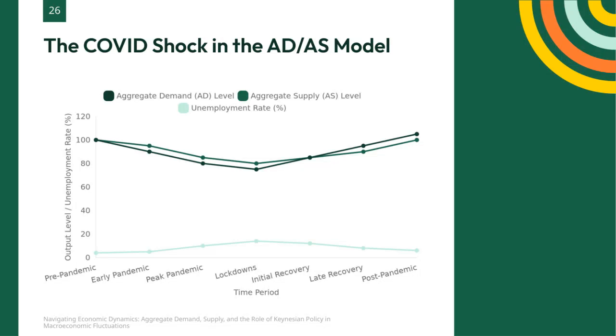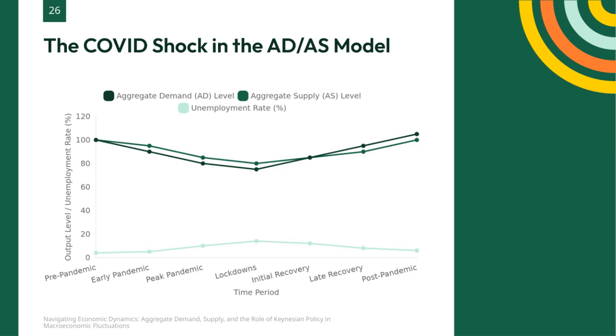Here we see how the COVID-19 pandemic affected the economy through shifts in aggregate demand and aggregate supply, alongside changes in the unemployment rate. Before the pandemic, both demand and supply were at a healthy level of 100, with unemployment at just 4%. As the pandemic hit, aggregate demand dropped significantly, reflecting reduced consumer spending and investment, while supply also declined due to disruptions, though less sharply.